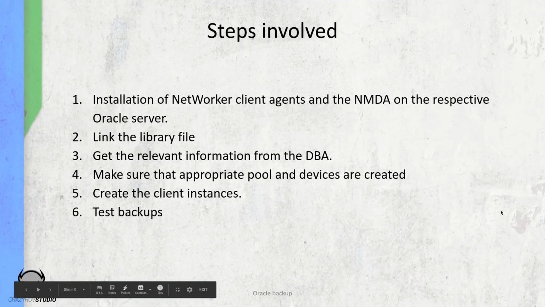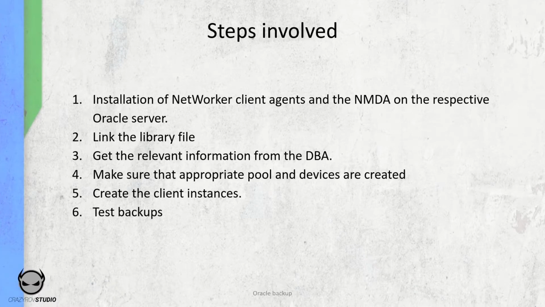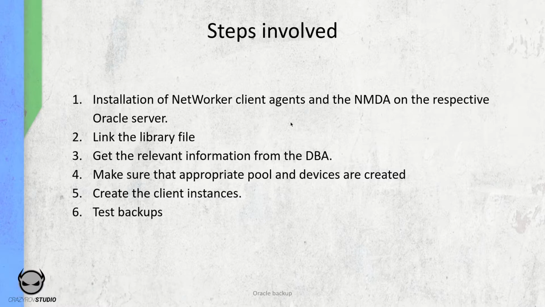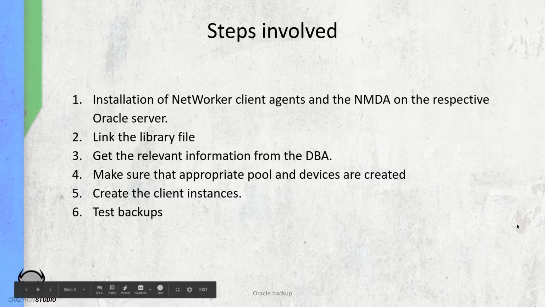Now to make things easier, let's break the entire procedure of installing, configuring, and taking a backup of Oracle into 6 steps so that we have something to validate and then to move forward. So first we will be doing the installation of the client agent and the NMDA on the respective Oracle server. The next step is to link the library file on the client machine itself. Then get the relevant information from the DBA to complete the configuration. Make sure that the appropriate pool and devices are created. Next step would be to create the client instance with all the configuration to do a backup of the Oracle database. And then the last step is to test the backups.